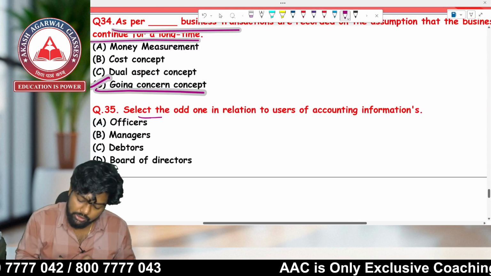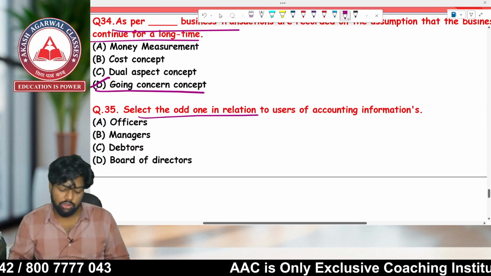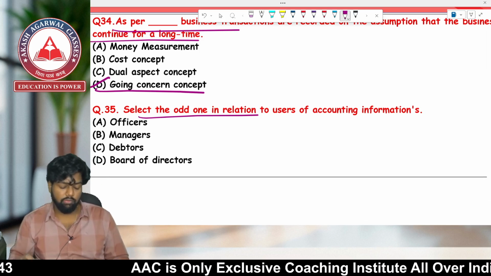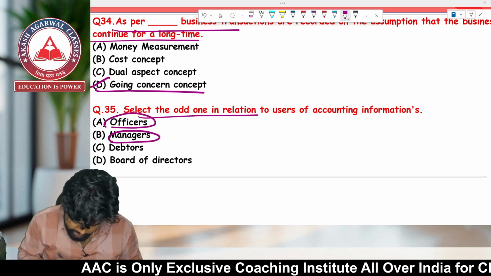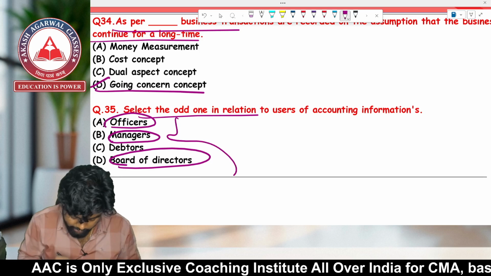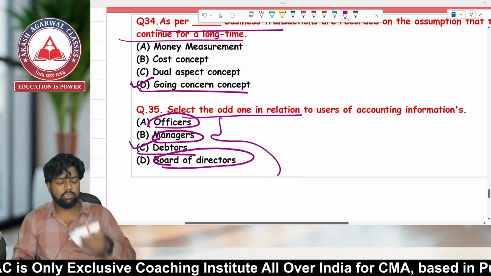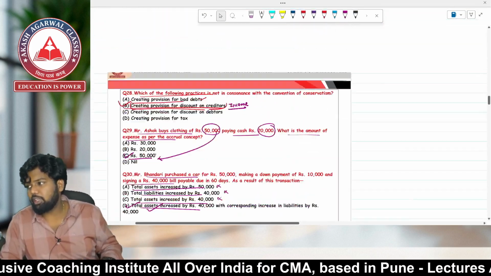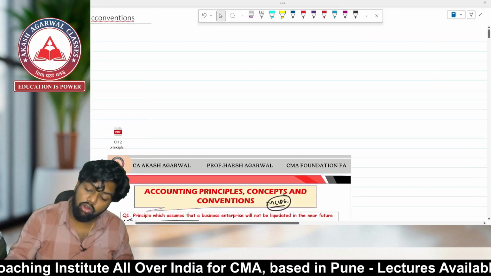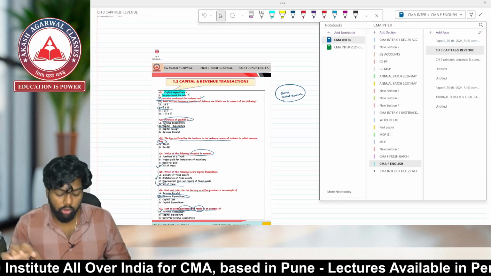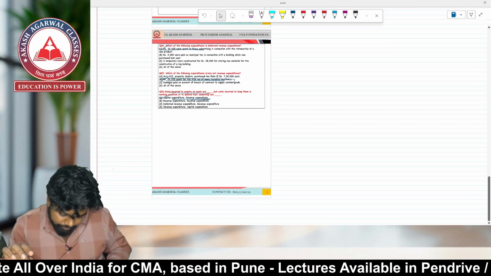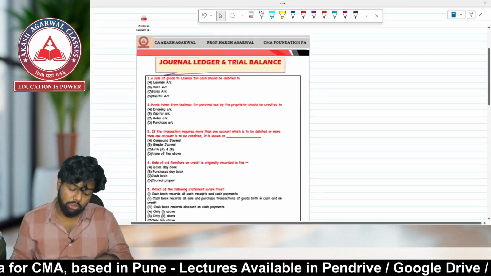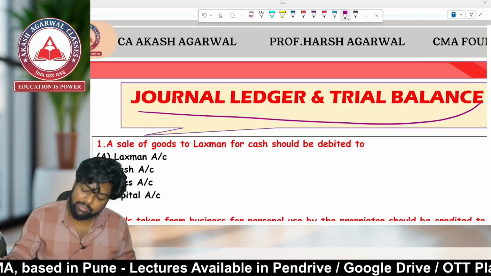Select the odd one in relation to the users of accounting: officers, managers, debtors, board of directors. Officers, managers, and the board of directors are all internal users, and debtors are external. So the option will be C. So here we have completed 35 MCQs of accounting principles, and we have already done 30 MCQs of capital and revenue, that is 65. Let's go to the next topic: journal, ledger and trial balance.